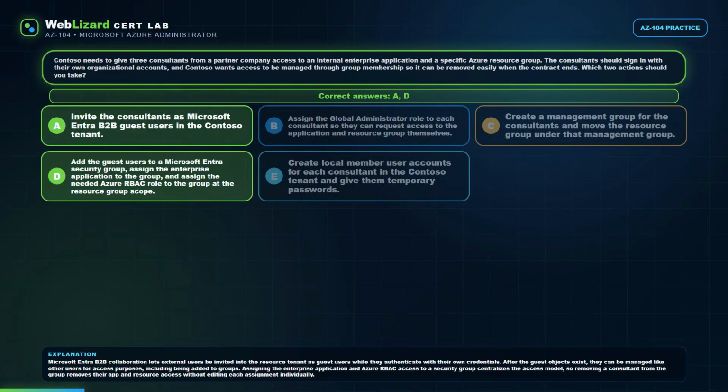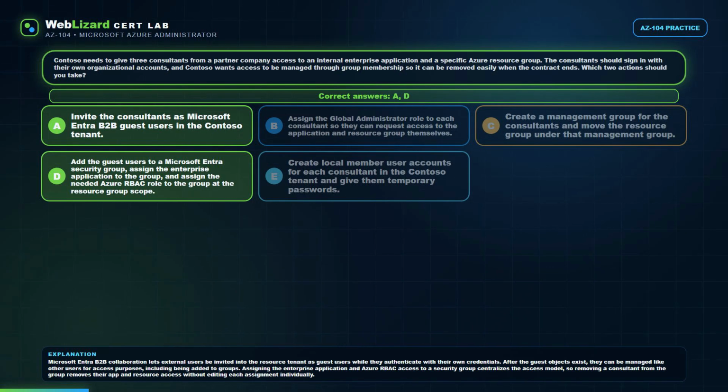The correct answers are A, D, A and D. Microsoft Entra B2B collaboration lets external users be invited into the resource tenant as guest users while they authenticate with their own credentials. After the guest objects exist, they can be managed like other users for access purposes, including being added to groups. Assigning the enterprise application and Azure RBAC access to a security group centralizes the access model, so removing a consultant from the group removes their app and resource access without editing each assignment individually.